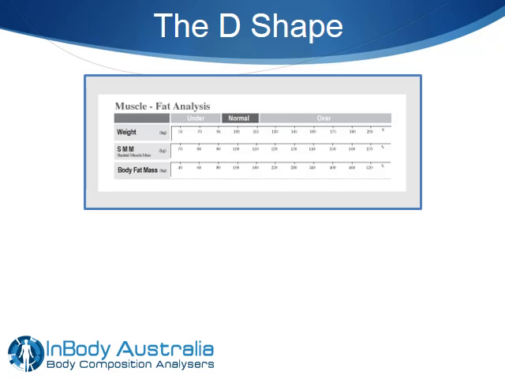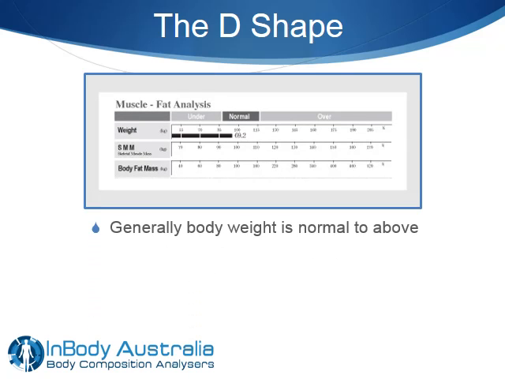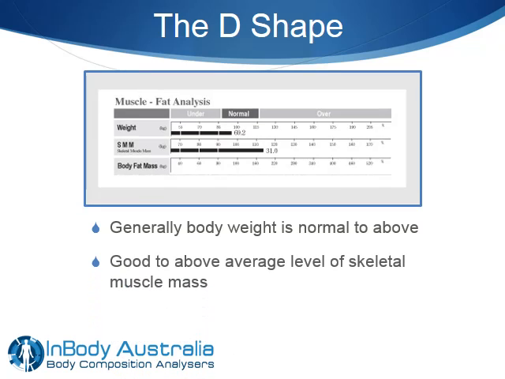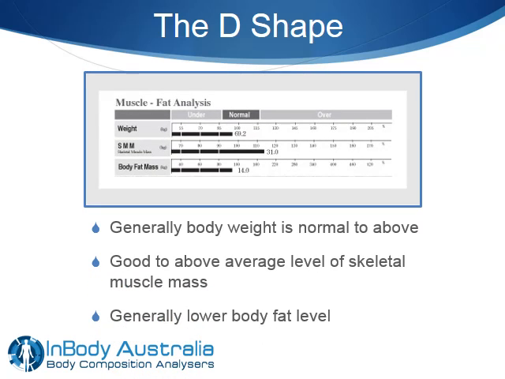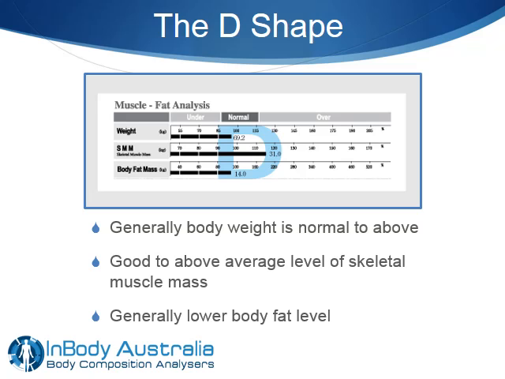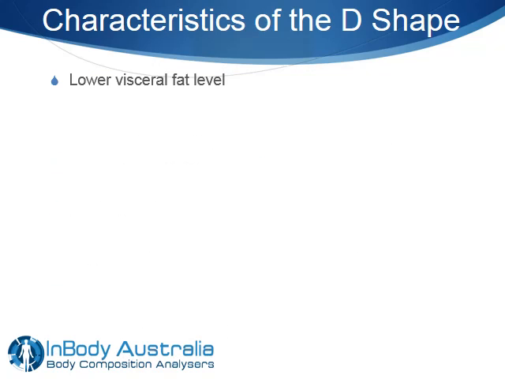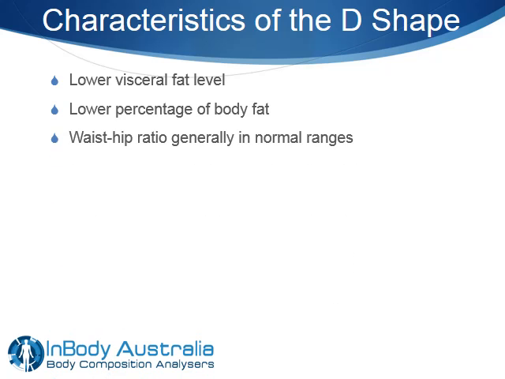Now, the next shape that we generally find is the D shape. With the D shape, generally the body weight is normal to above normal, with a good to above average level of skeletal muscle mass, and generally much lower body fat levels, and as such creates this predominant D shape. The characteristics of the D shape are generally much lower visceral fat levels, a much lower percentage of body fat, waist-hip ratios generally in the normal ranges, and above average to high InBody scores.